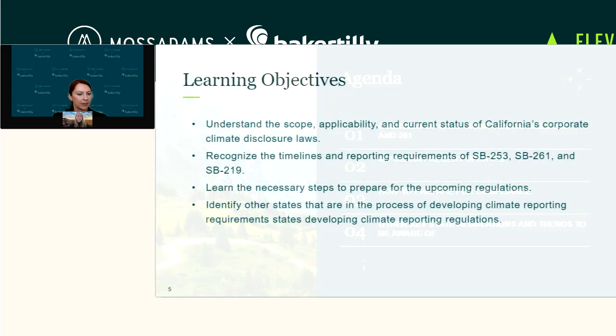So with that, we're going to pivot to our learning objectives. During today's webinar, we are aiming for you to take away the following key points aligned with our agenda. Gain a clear understanding of the scope, applicability, and current status of California's corporate climate disclosure laws. Familiarize yourself with the timelines and reporting requirements for SB 253, SB 261, as well as the supporting bill of SB 219. Learn the essential steps to prepare for the upcoming regulations, and then identify other states that are currently developing similar climate reporting requirements.